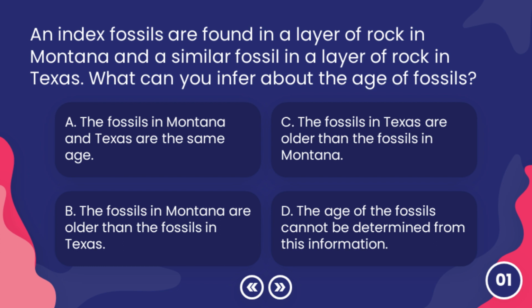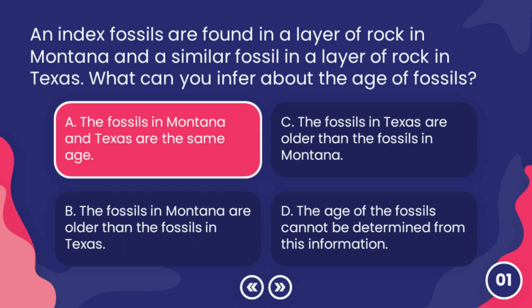A. The fossils in Montana and Texas are the same age. B. The fossils in Montana are older than the fossils in Texas. C. The fossils in Texas are older than the fossils in Montana. Or letter D. The age of the fossils cannot be determined from this information. What is your answer? Good job! It's letter A. The fossils in Montana and Texas are the same age.